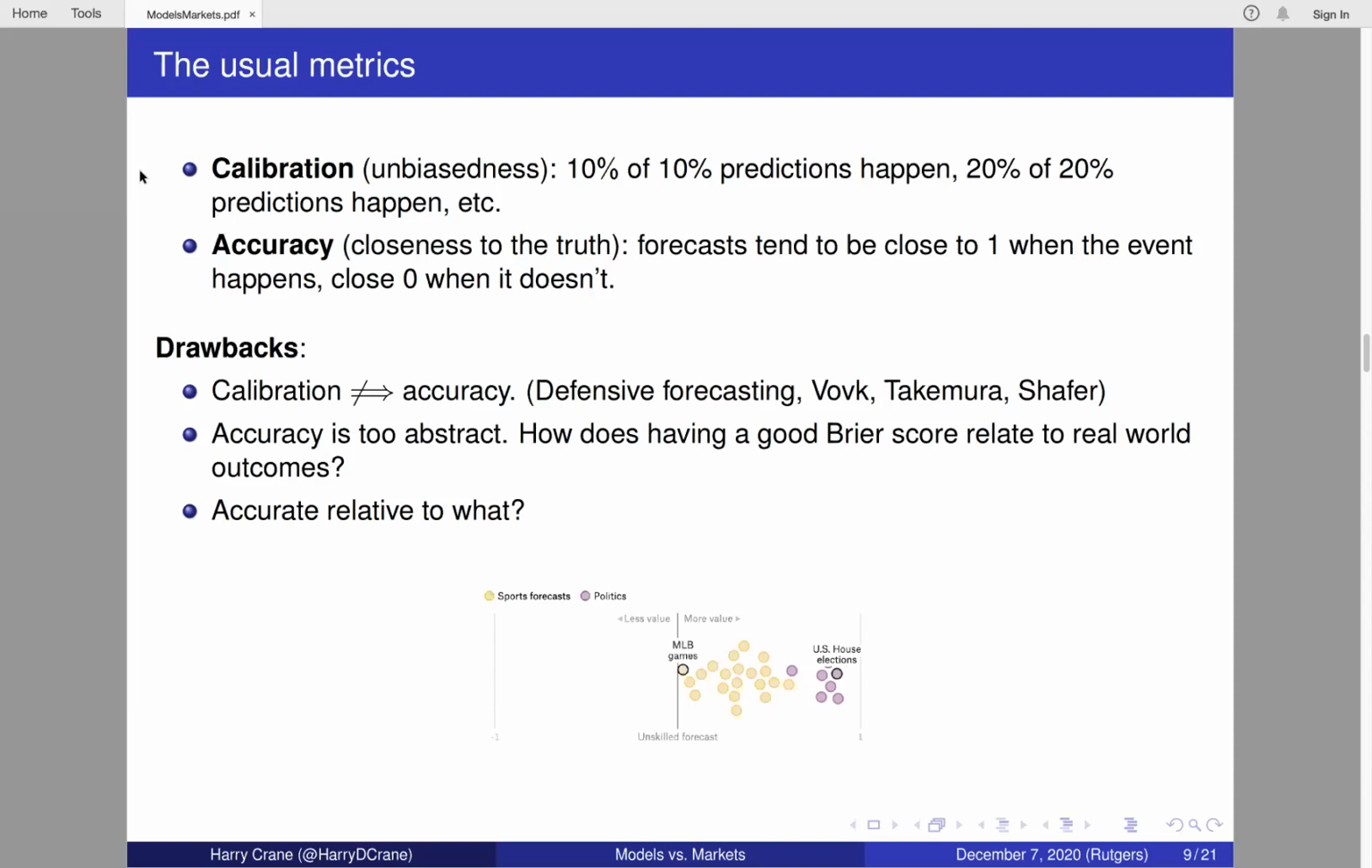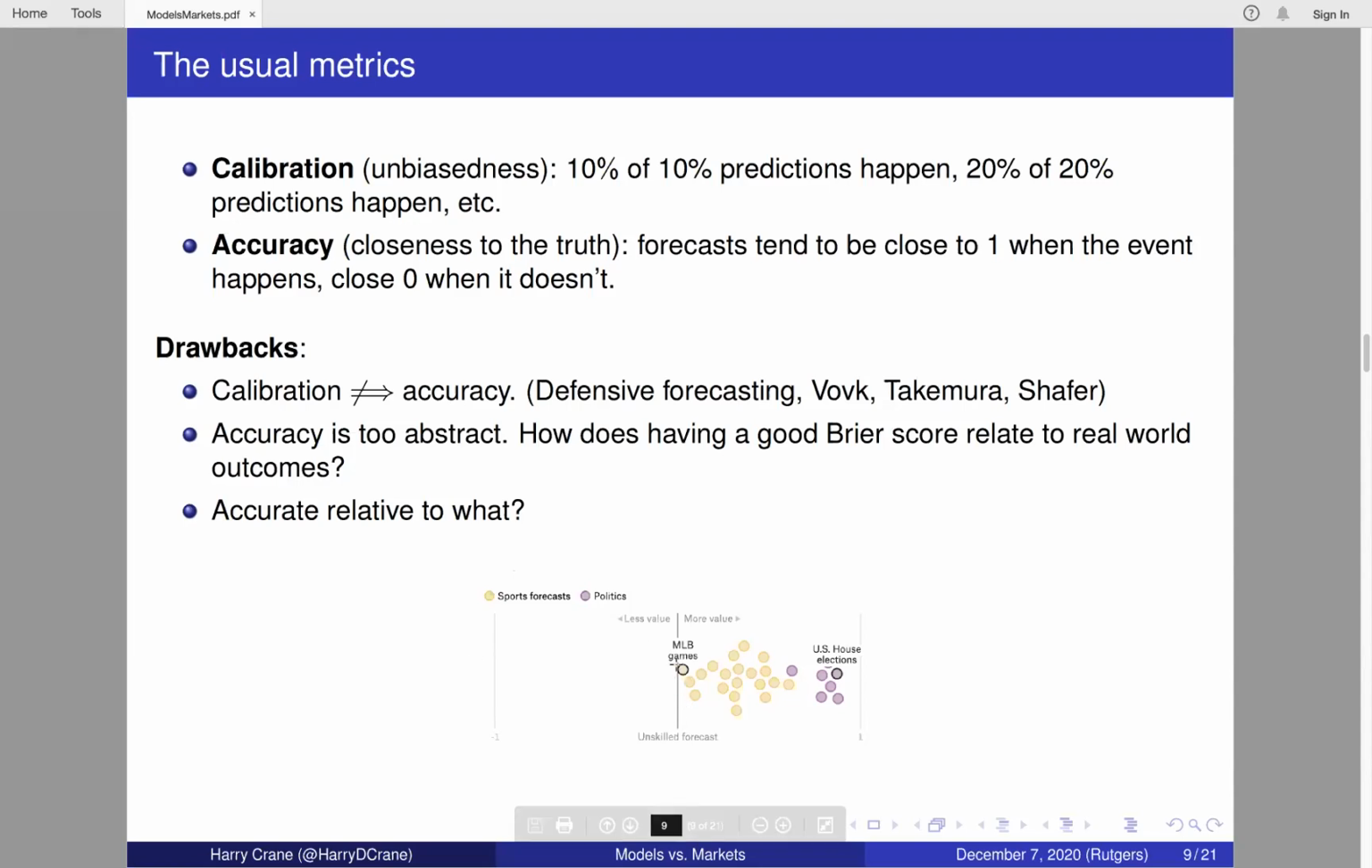But it's pretty abstract in terms of how it relates to anything in the real world. Does being accurate in the real world actually mean much? What does it mean? And there's always the question of accurate relative to what? Here I just show this graphic from the 538 website, which has a part of its site that tries to evaluate how well it performs according to these metrics of calibration and accuracy.